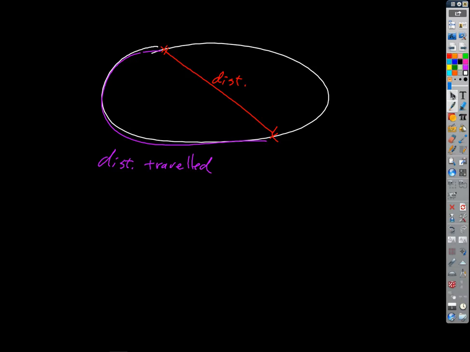Next step in the process. So let's make our list of kinematic quantities. These are the ones we've already talked about.